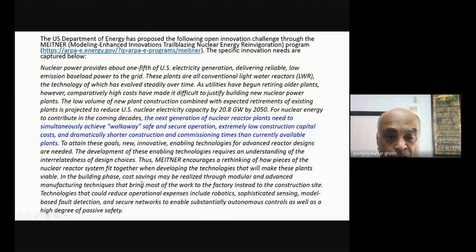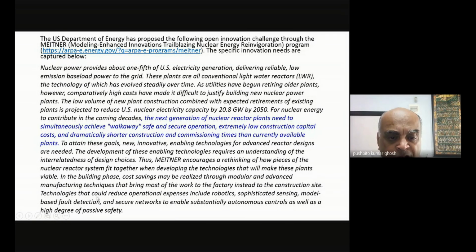In the building phase, cost savings may be realized through modular and advanced manufacturing techniques that bring most of the work to the factory instead of to the construction site. So it's not very different from, say, today when we make our flyovers, most of the things are coming assembled, or they're being made in the factories. Then they're being brought, and you're putting together the flyover. All of you have seen how flyovers are being made. Okay, so a similar kind of concept is also being looked at for nuclear power plants.